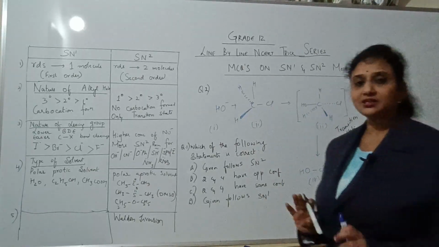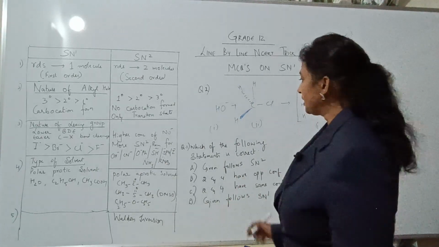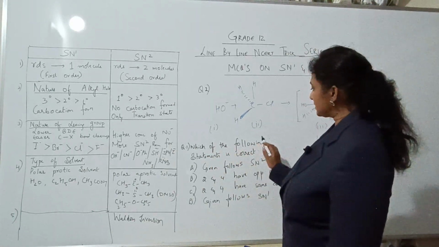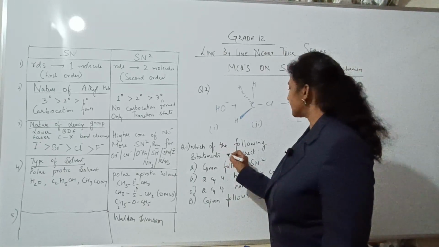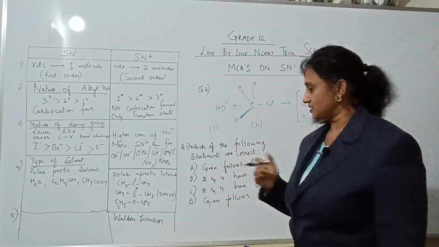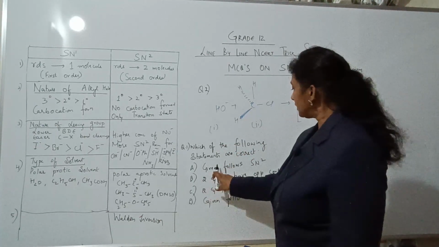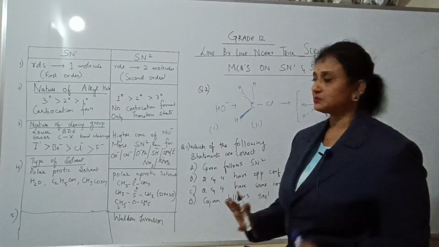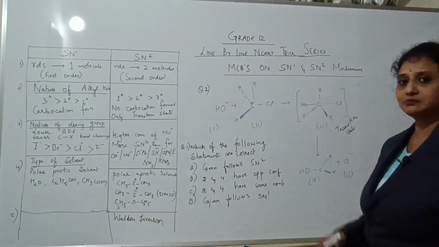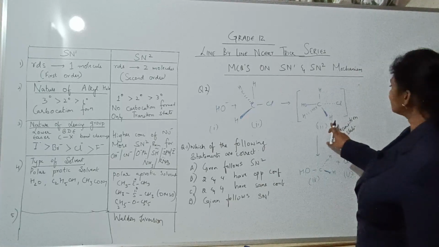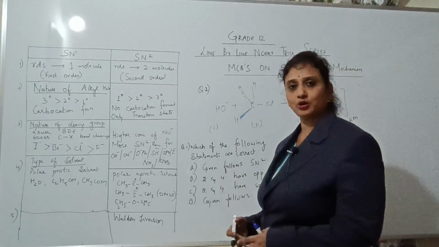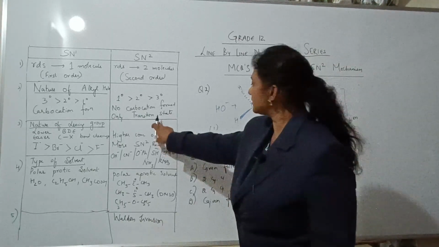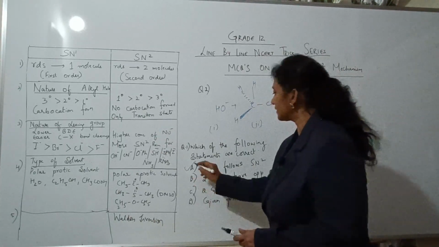Let us read the question carefully and see what is the answer. They have given me which of the following statements are correct. It is not 'is correct'. Which of the following statements are correct? Okay. They asked me, what is this? Let us see the first statement. Given follows SN2 mechanism. This follows SN2 mechanism. Yes. Reason, there is a transition state formed which is for few seconds and then formation of product. So SN2 mechanism, transition state. So this statement is correct.